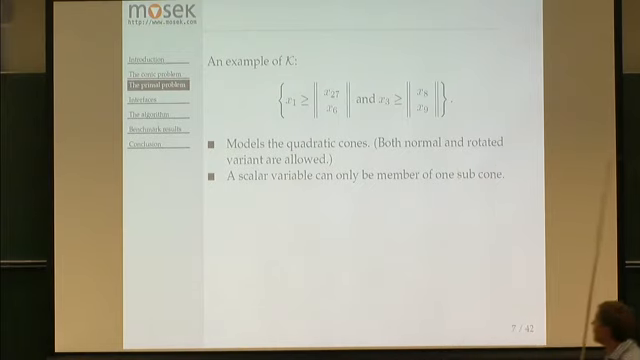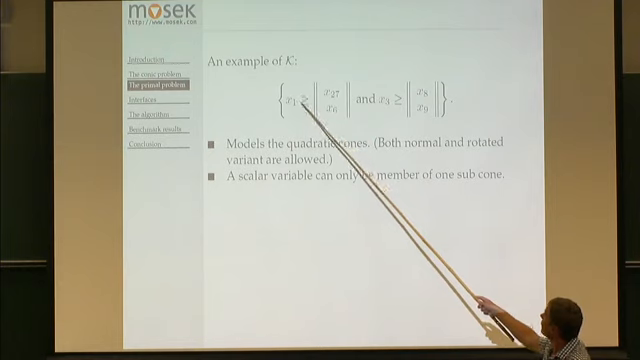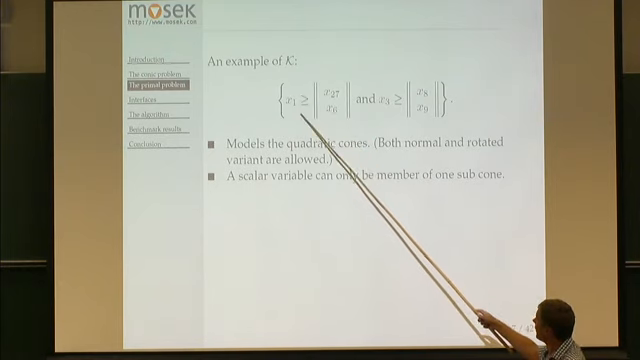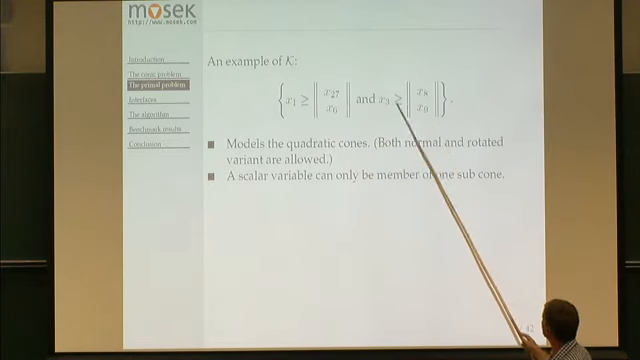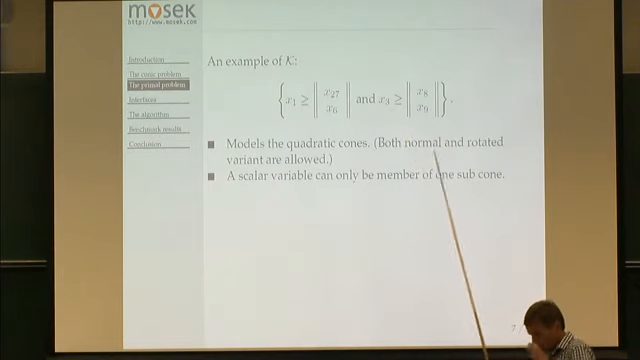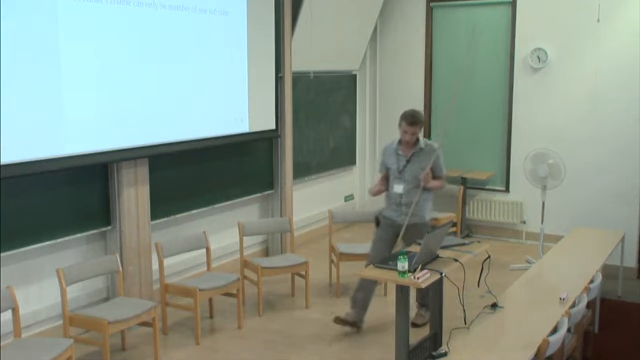And here's an example of the types of cones that we allow. So we allow some of the scalar variables to be in a quadratic cone, and some of the other variables in another quadratic cone. So you can have a bunch of smaller quadratic cones, and they may also be of the rotated variant. Any scalar variable can currently only be a member of one cone, but we can always work around that by introducing additional constraints and variables.